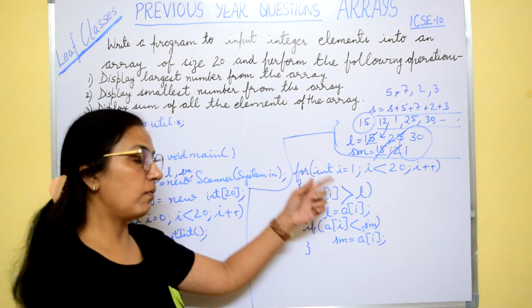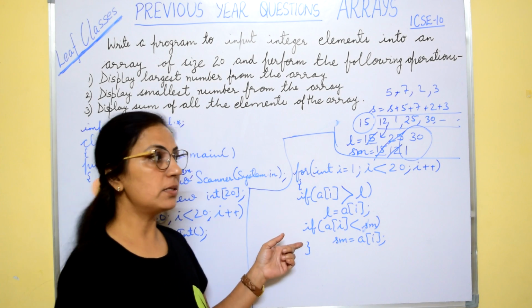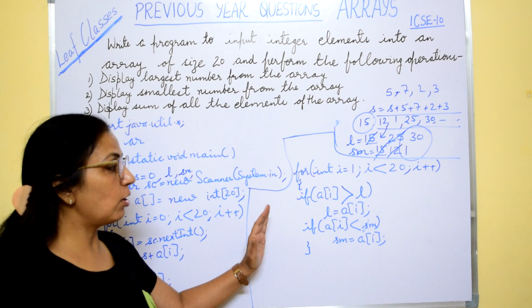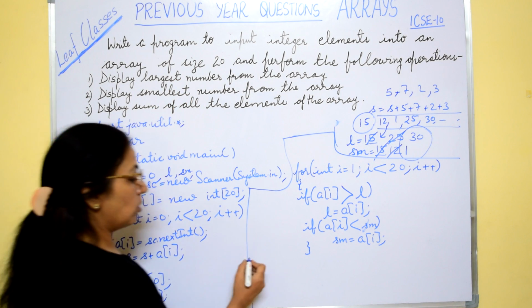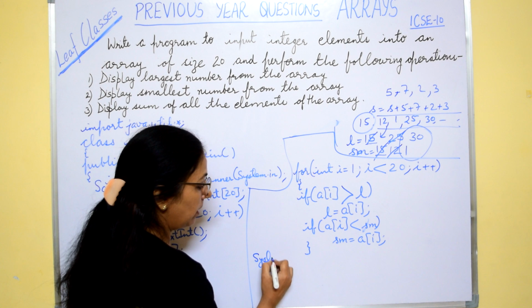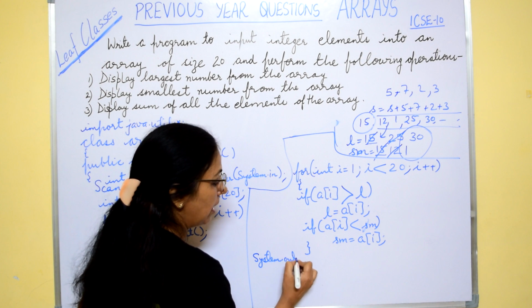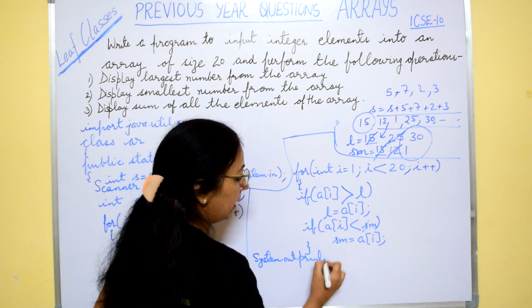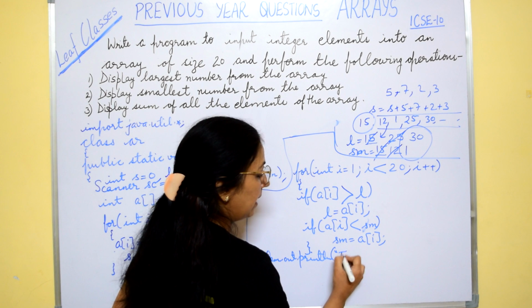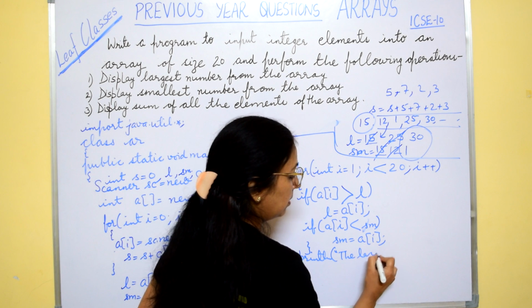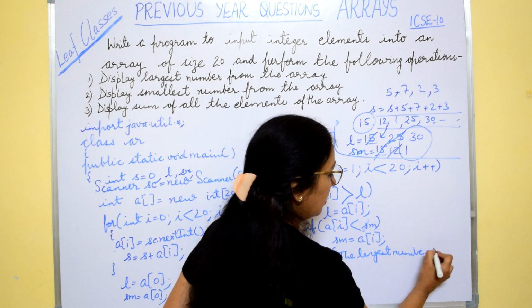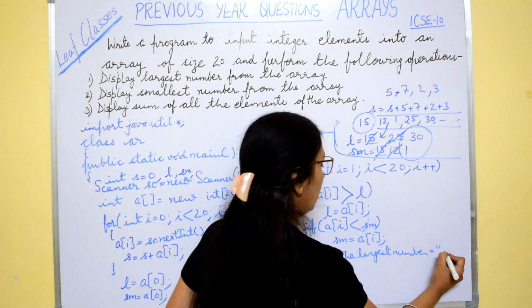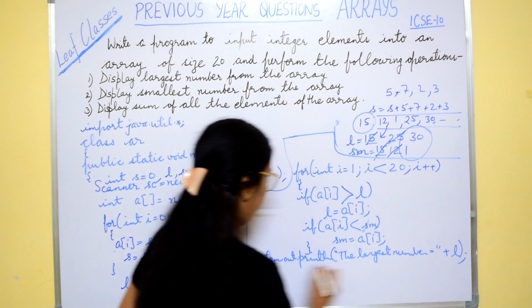So like this we will be repeating the entire process, and after completion of this loop we will be printing these three things. So here you will write print statement System.out.println the largest number is equals to plus N.